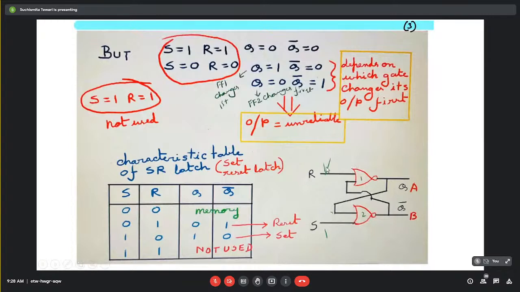Somehow this 1 1 condition appears, it gives 0 0, fine, up to that it is fine. But if you need to hold that particular result, you will give 0 and 0, but what it will hold after that, you never know. So that is why it should be avoided, or in alternative terms it is called a forbidden condition or not used condition.